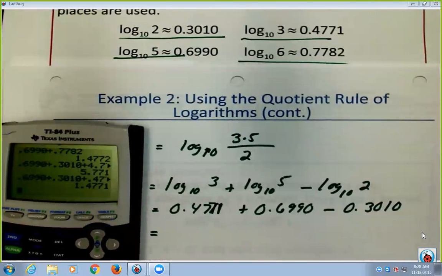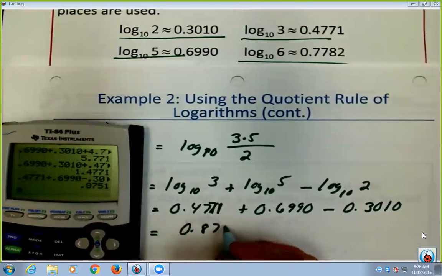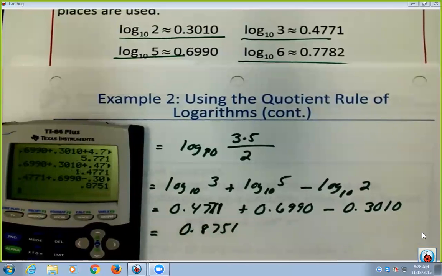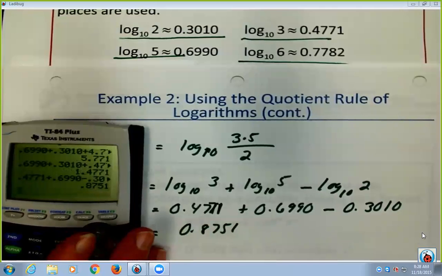I think my calculator so you can see it in there. 0.4771 plus 0.6990 plus 3010. Whoops, my decimal point in there. What was that? Oh, yep. Yep, should be a minus. And now we should be good. And so I get 0.8751 for my answer. These are a little different again than the day before because they were kind of exact stuff when we had 11.4, and these aren't quite as exact. Okay, what do you think?